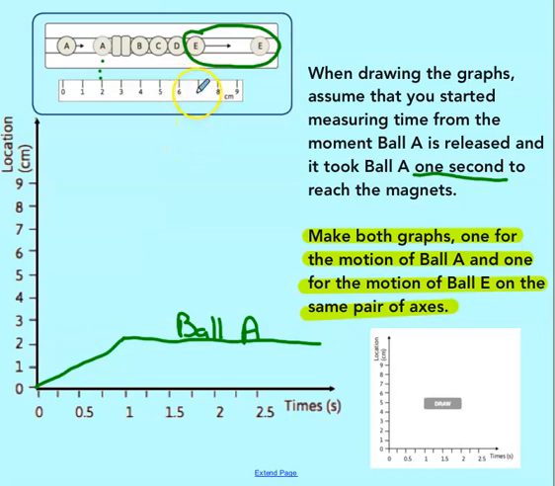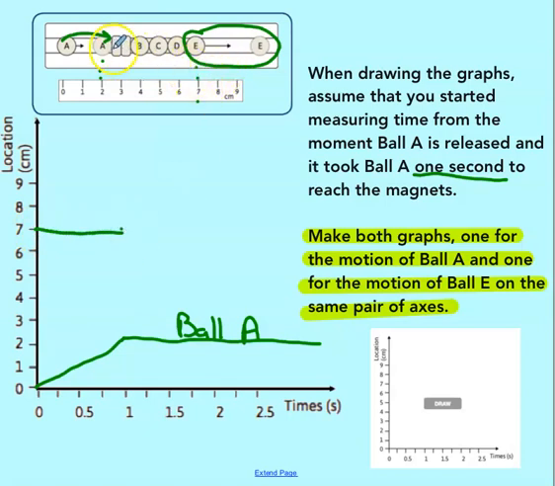So we know a couple things. If it took 1 second for ball A to reach this spot, what is ball E going to do for the first second? Well, it's not going to go anywhere. So if I look here, right now it's at 7. So if I go up here to 7, and I'm going to try and estimate where 1 is. It's hard because it's way up there. So for 1 second, ball E isn't going to go anywhere.